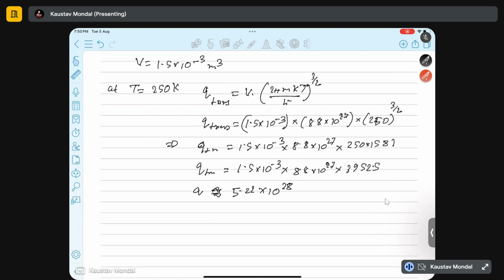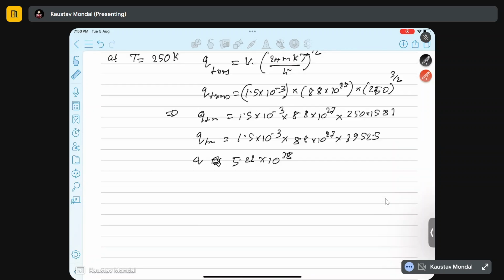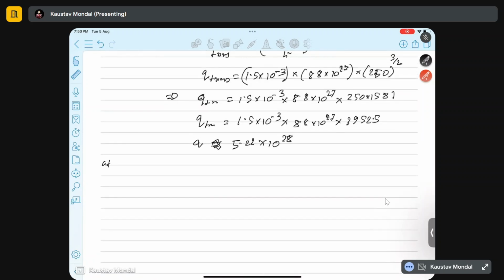Now the next case, we have to calculate the partition function for T equal to 500 Kelvin, right? So at T equal to 500 Kelvin.